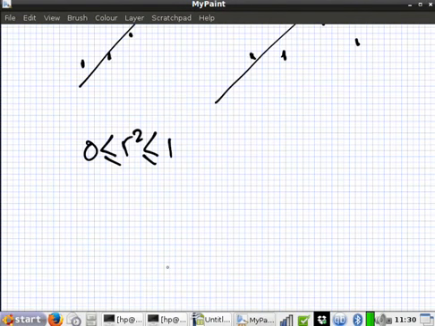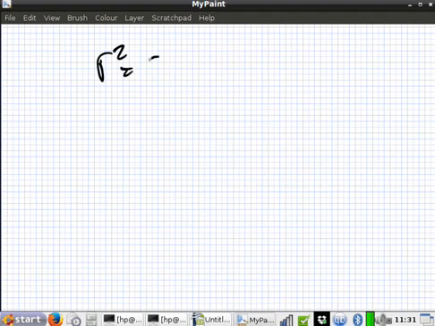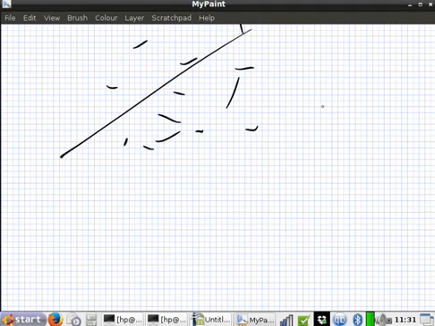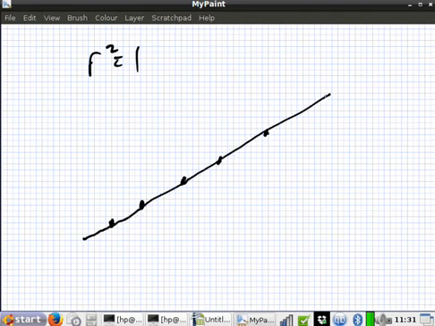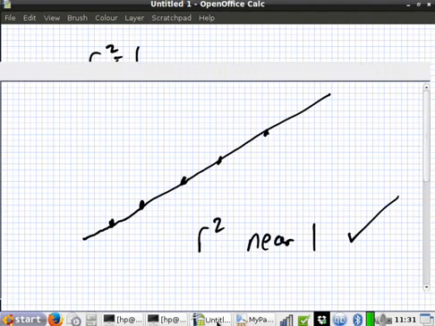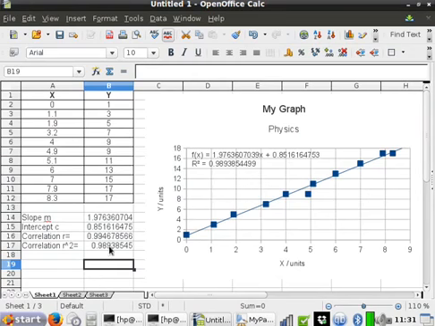This is the meaning. If R squared equals 0, we have this. And if R squared equals 1, we have this. Perfect. R squared will tell us how close the points on the line are. We want R squared to be near 1. This is good for us. So if I go back to my graph, what value of R squared do we have? 0.989, which is excellent.